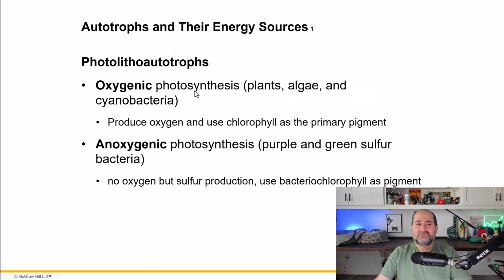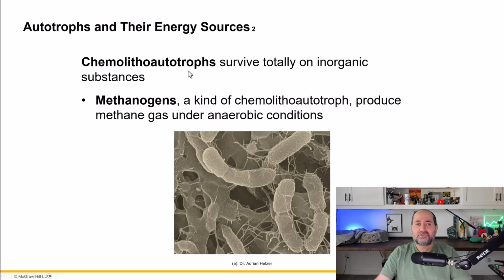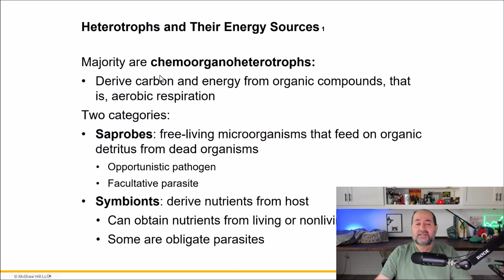And you should know that plants are an example of autotrophs, whereas animals like you and me and animal-like microorganisms are actually chemoorganoheterotrophs. That's something interesting to know. You should know that saprobes are decomposers.